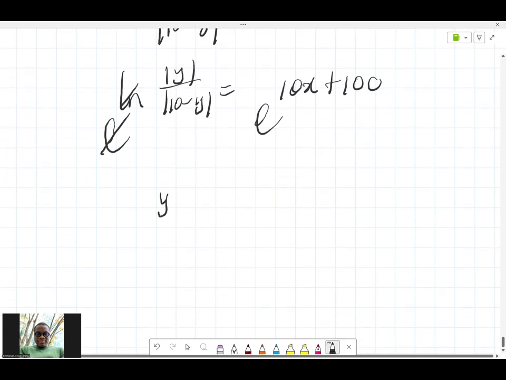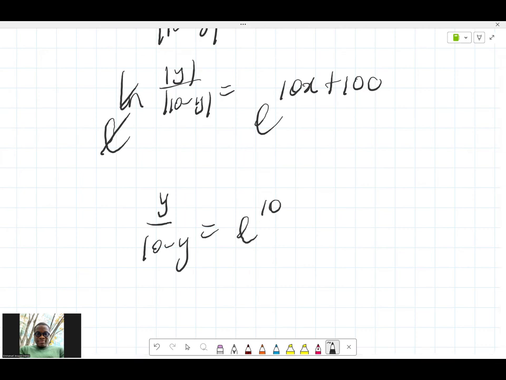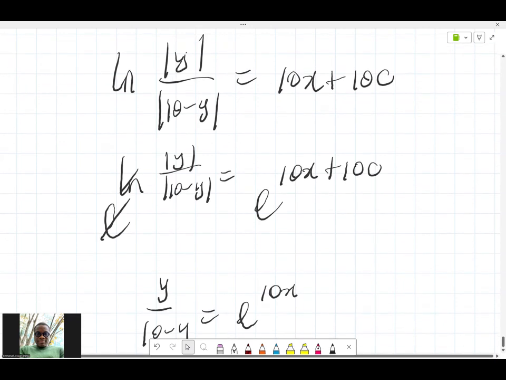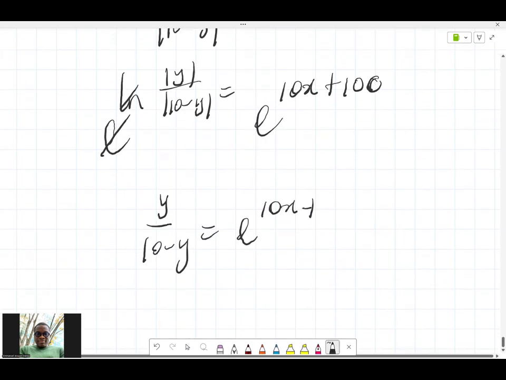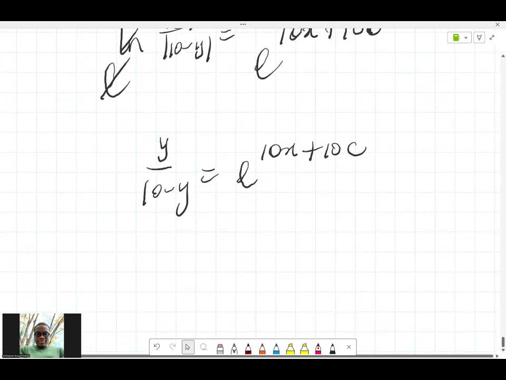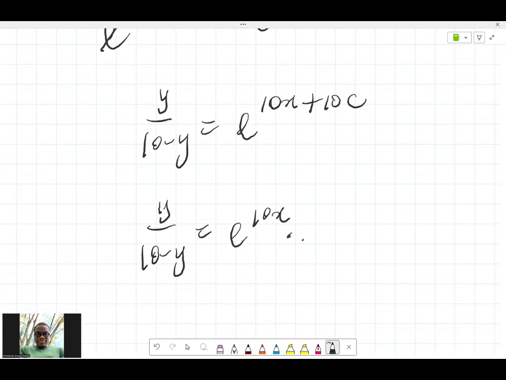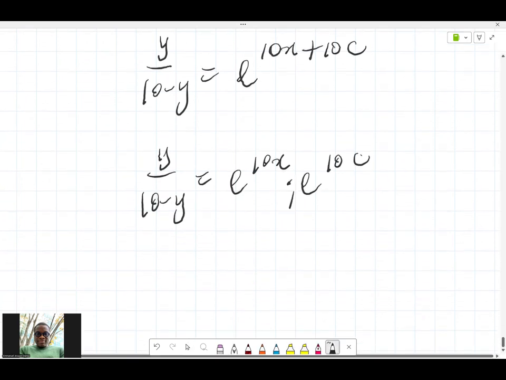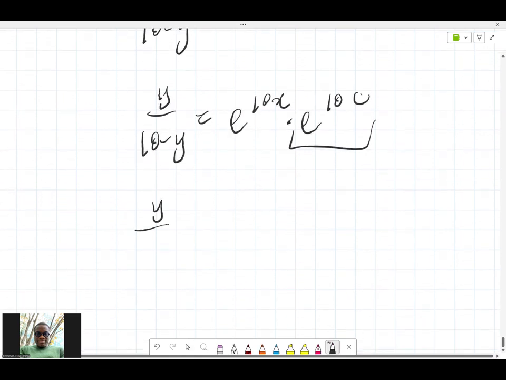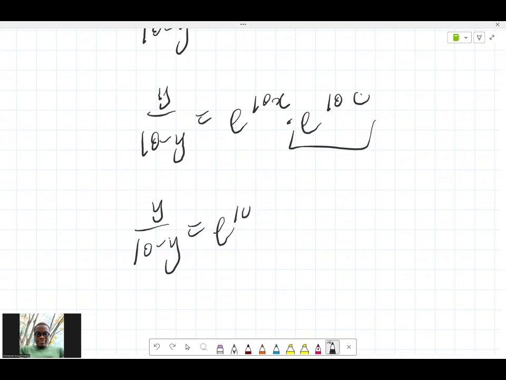So we just have y over 10 minus y equals e raised to 10x plus, oh, this is 10c, right? 10x plus 10c. So then, this whole thing again, we have to deal with it. So this is y over 10 minus y equals e raised to 10x times e raised to 10c. So if we call this one c1 like we did before, so this is going to be y all over 10 minus y equals c1 e raised to 10x.